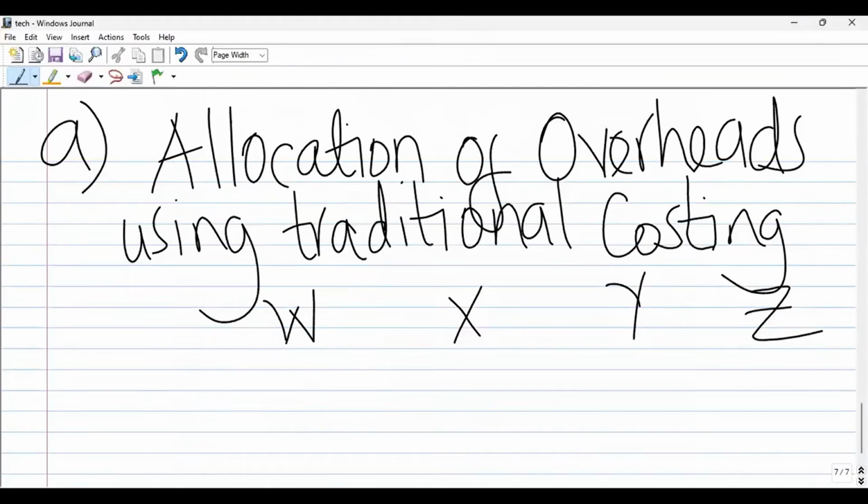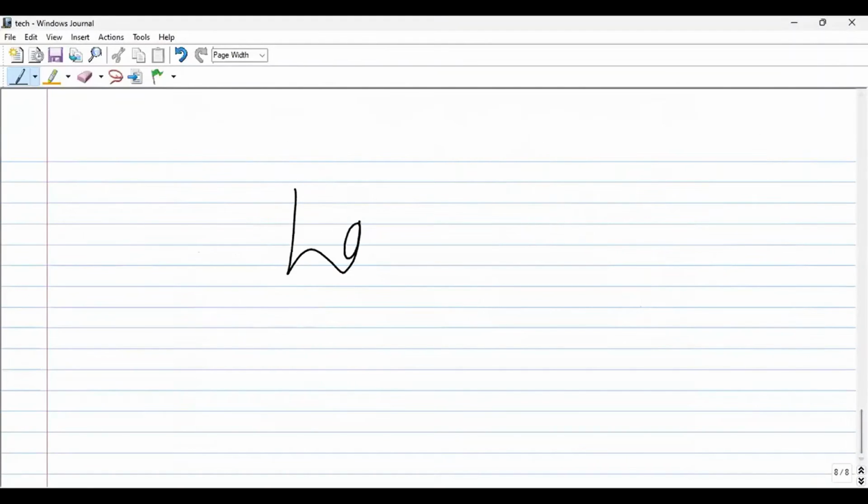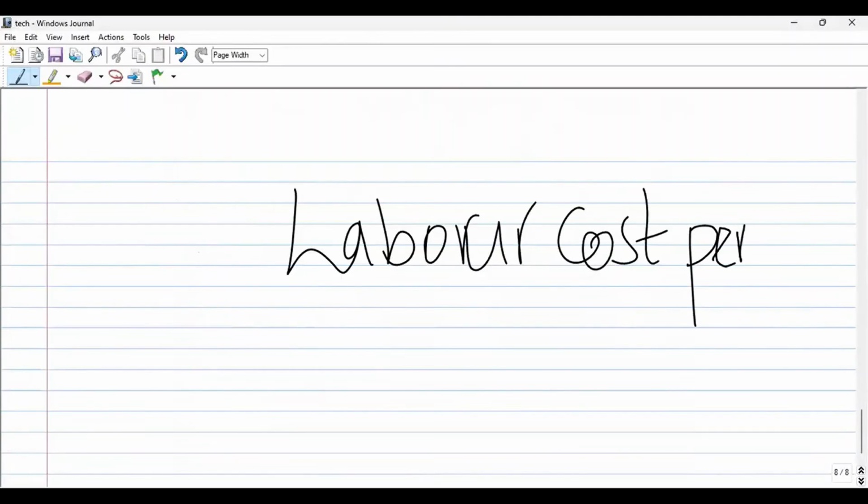But direct costs, once you see labor cost per hour, it is a direct cost. Excuse me, madam, you broke. You broke and we didn't hear you.